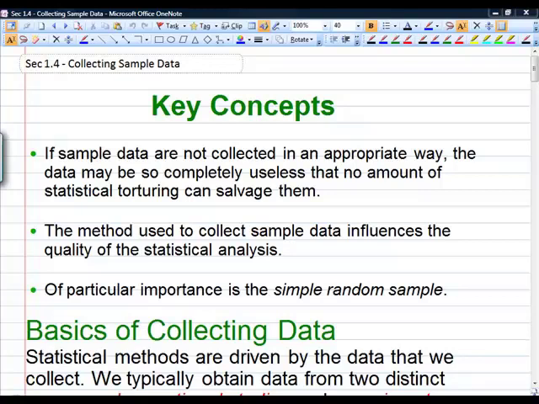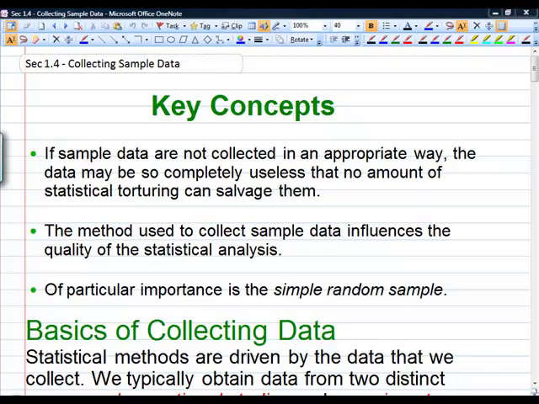Section 1.4 is collecting sample data. In this section, we're told that if sample data are not collected in an appropriate way, then the data may be so completely useless that no amount of statistical torturing can salvage them. The method that we use to collect data influences the quality of the statistical analysis.